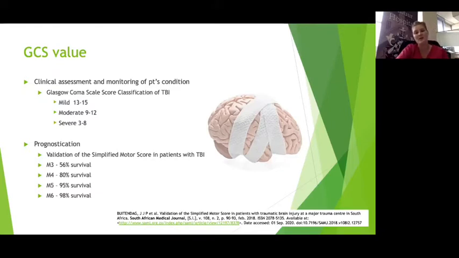There is also quite a bit of literature on what they call the Glasgow Coma-P score, which is the pupillary reflex score. That's also been validated, although we don't use it that much. We tend to focus more on the motor score to help prognosticate patients.